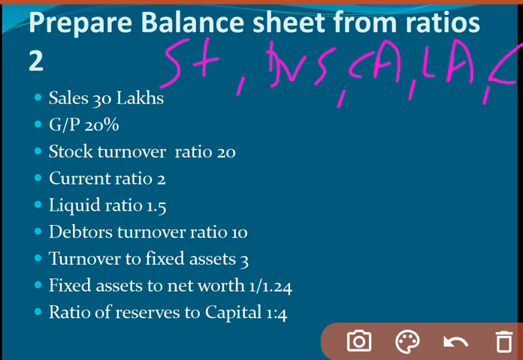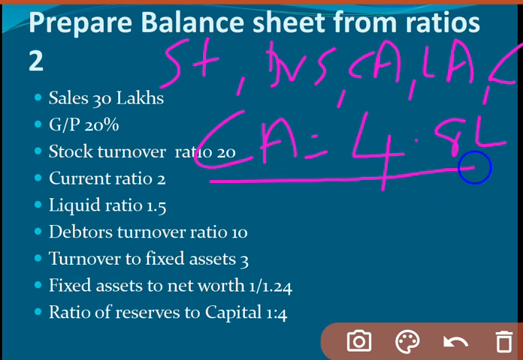When we look at the bottom items, turnover to fixed asset, net worth, ratio of reserve, there is nothing related to current assets. There are no more items related to current assets. So we have already identified that current assets are 4.8 lakhs. So we have to distribute these items.